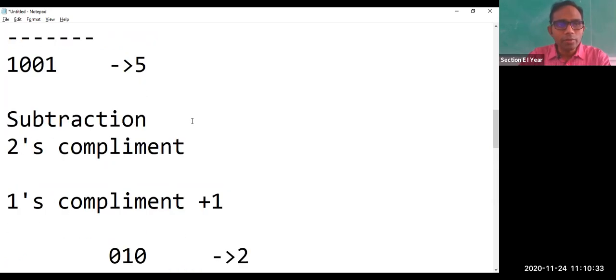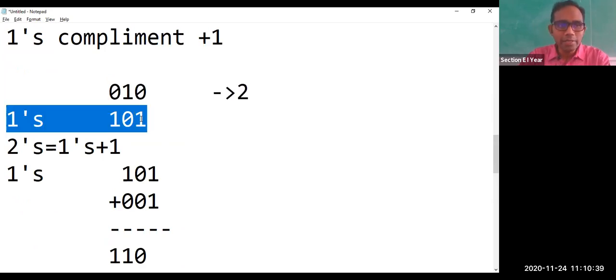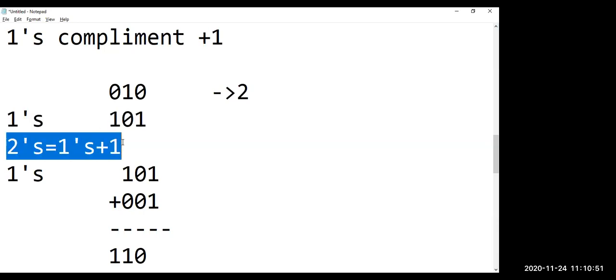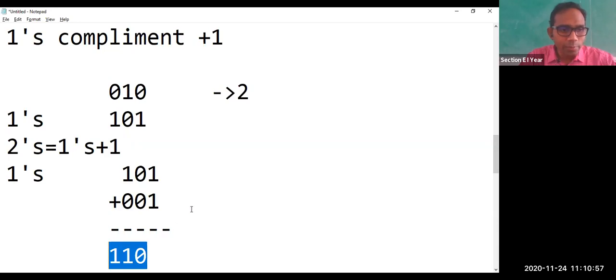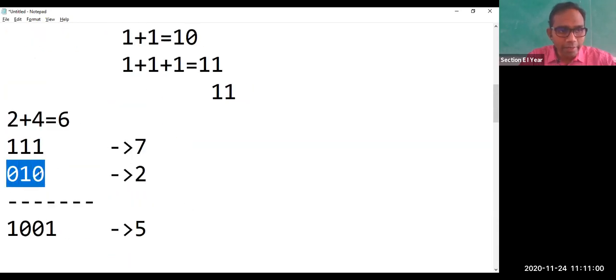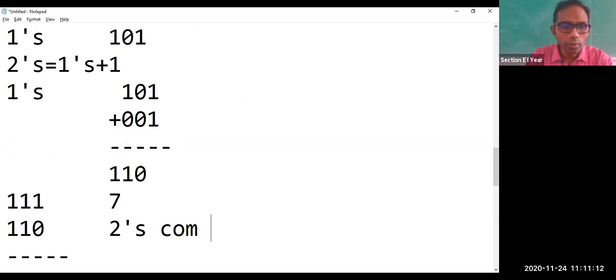Now take this number 0 1 0, which is 2, and make it a 1's complement. 1's complement means making 0 as 1 and 1 as 0, the inverse. So in place of 0 1 0, we got 1 0 1. Then 2's complement is plus 1. 1 0 1 plus 1 gives 1 1 0. This number has to be placed as number 2. Instead of writing the binary number of 2, we keep this 1 1 0. So this one is equivalent to 7, and this one is the 2's complement of 2.